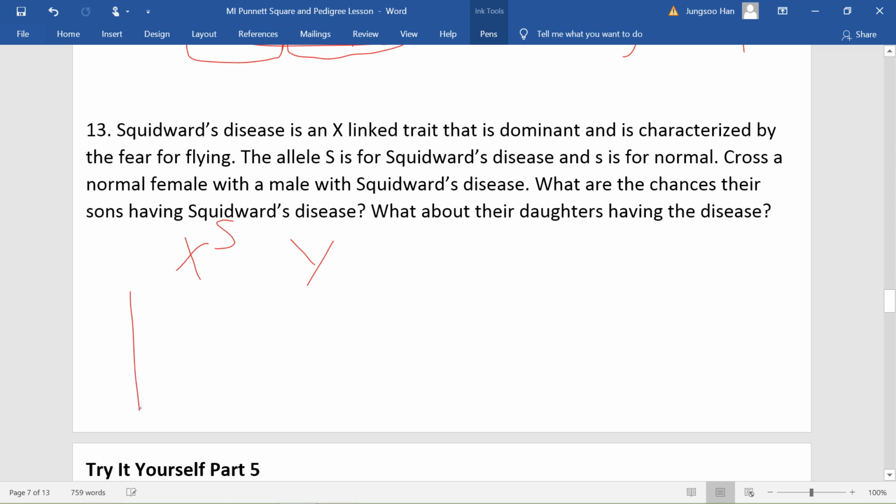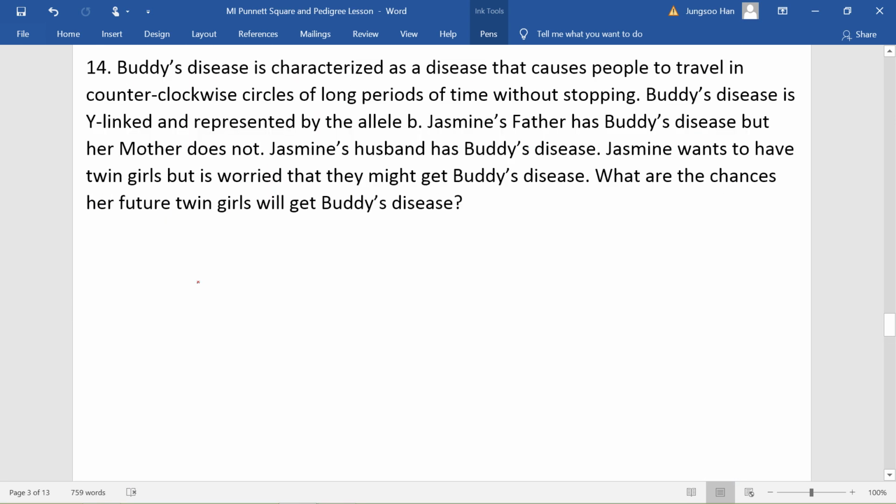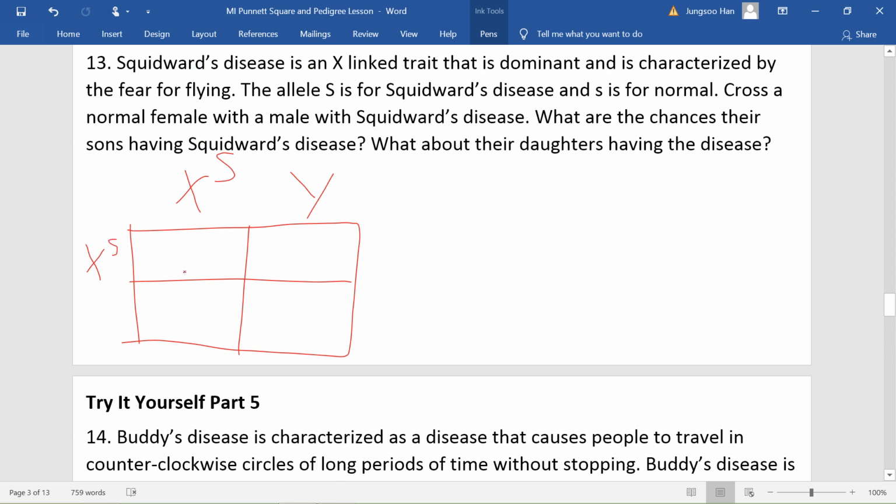Okay. And then for the female, the mom, the genotype she has, she's normal. Since Squidward's disease is a dominant trait, any big S allele that the mother has will result in Squidward's disease. So she can't have any of the big S alleles. Okay, so she has to be X little s, X little s. Okay, so if you do the Punnett square, X big S, X little s, X big S, X little s, X little s Y, X little s Y.